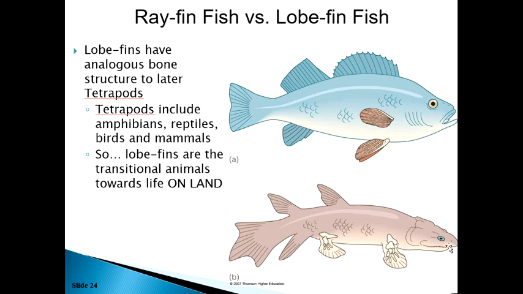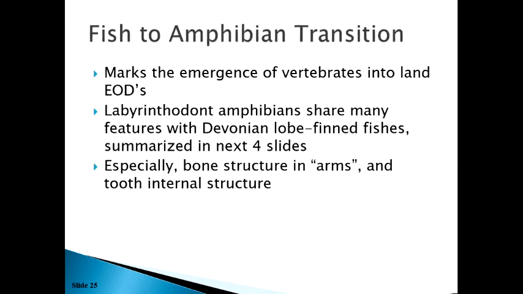versus the fish on the bottom, the lobe-finned fish. And if you didn't have an x-ray of the bones in there, you'd say, well, there's another fish with some fins. But if you look at the bones in those fins, they're vastly different. And in fact, it is this type of fish, the lobe-finned fish, which led to the transition to land. It is called the fish to amphibian transition. And we have the lobe-finned fishes that evolve into what we call the very first amphibians, which are a type that we call labyrinthodont. I'll talk about that in just a minute.